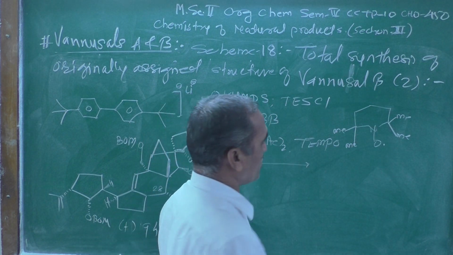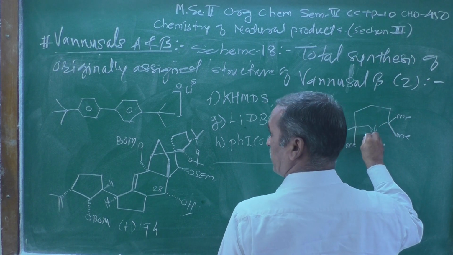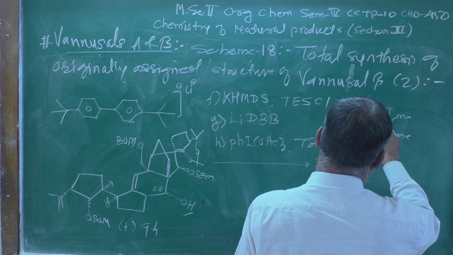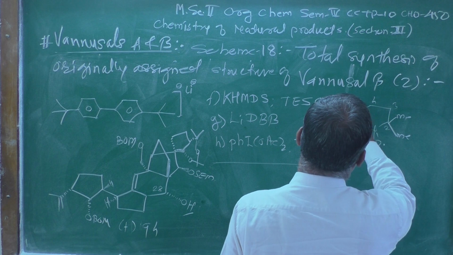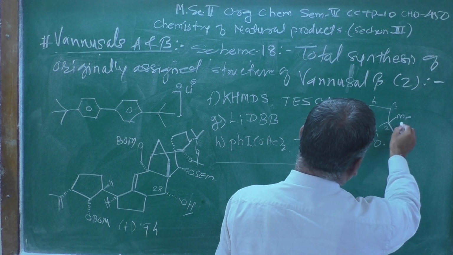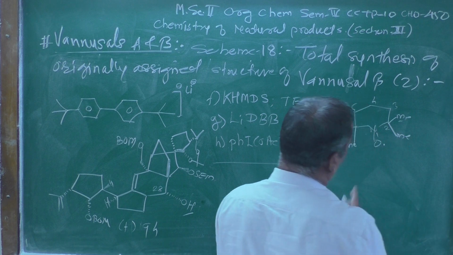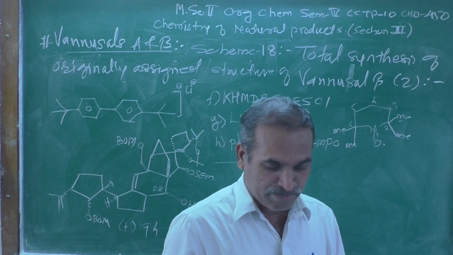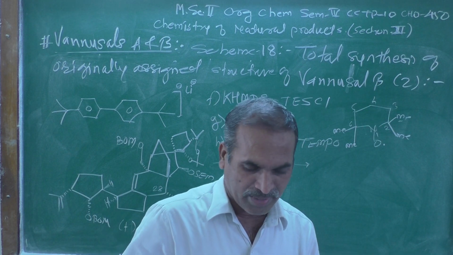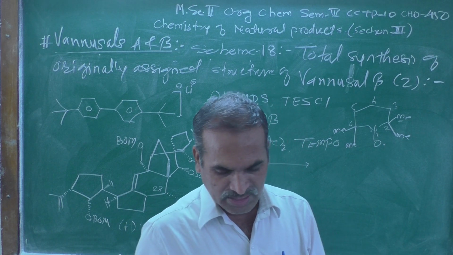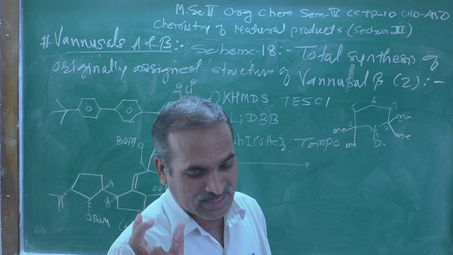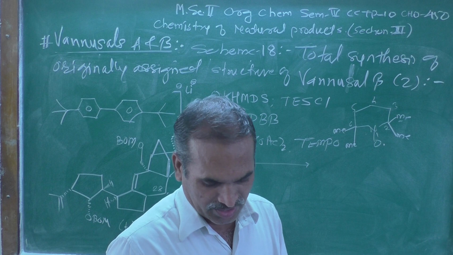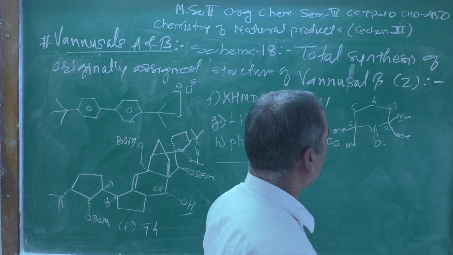The name of this compound: this is a heteroatom. The numbering starts from the heteroatom nitrogen as 1, 2, 3, 4, 5, 6. So at the 2 position there is a methyl group, another methyl group, and therefore 2,2,6,6-tetramethylpiperidine. This is the structure of piperidine, 1-oxyl radical, a stable and commercially available organic free radical reagent used to oxidize primary alcohol.